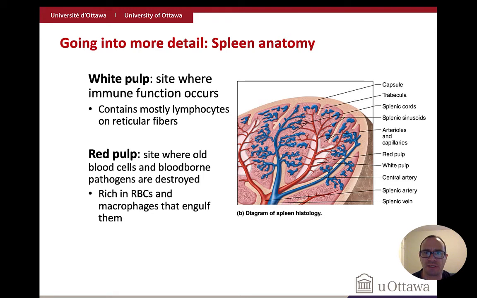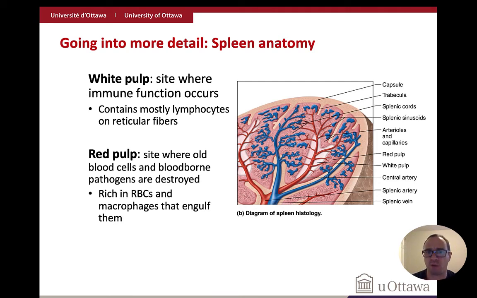We can also look inside the spleen, and there's different areas to it. So there's the white pulp area. So that would be this area here. This is where you contain most of those lymphocytes and reticular fibers. What's a lymphocyte? Again, lymphocytes, B and T cells. Reticular fibers, that's where they hang out. They interact with macrophages. They interact with dendritic cells.